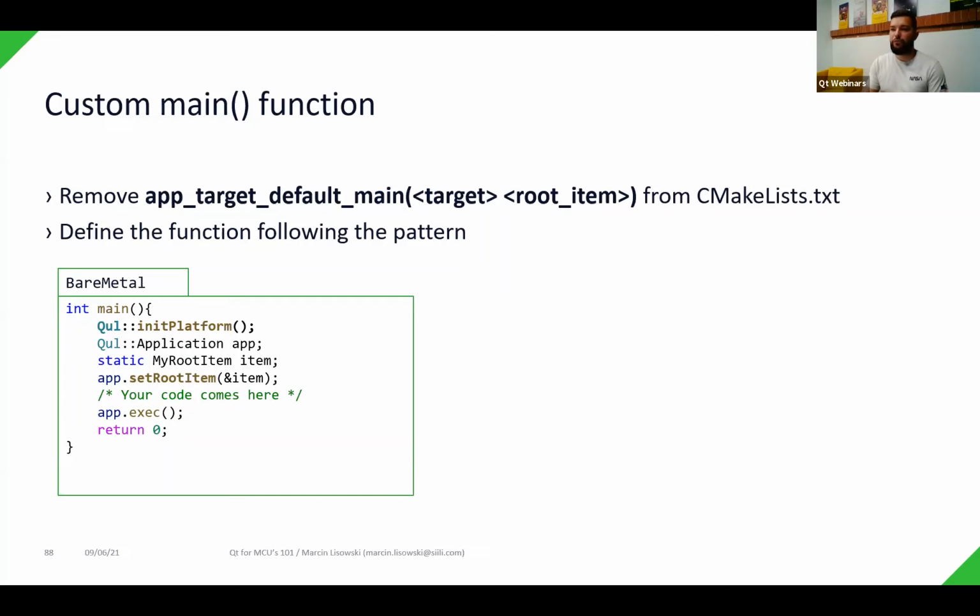The only thing you have to remember is to call the set of functions that you are currently seeing on the screen. That's the case for bare metal, of course. So you have to call Qt init platform, then initialize the application instance and the root item. After we have those three things, the last thing to do is to set that root item and execute the exec function, which is the endless loop and will start rendering the content of your app.